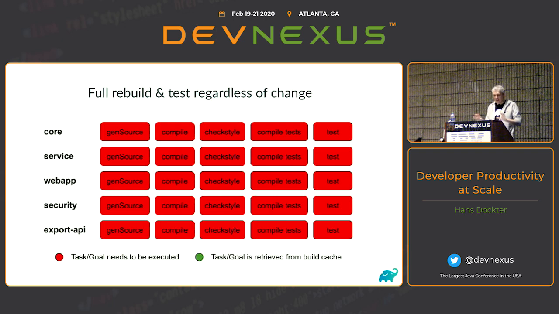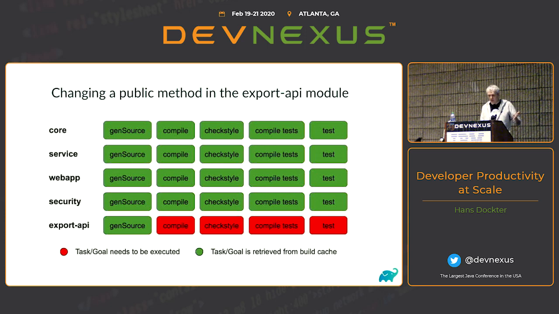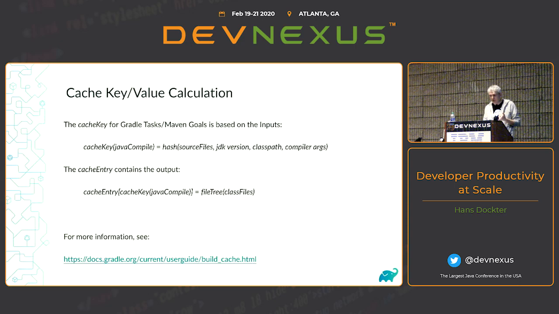With a build cache, that completely changes. Let's say you change a public method, you make some change in the sources of the export API module, and now you're using a build cache. What the build cache does is the following. It hashes the inputs of every goal or every task. For the compile task, it hashes the source files, the JDK version, the classpath, the compiler arguments, and out of those hashes, it creates a key that uniquely represents that input.